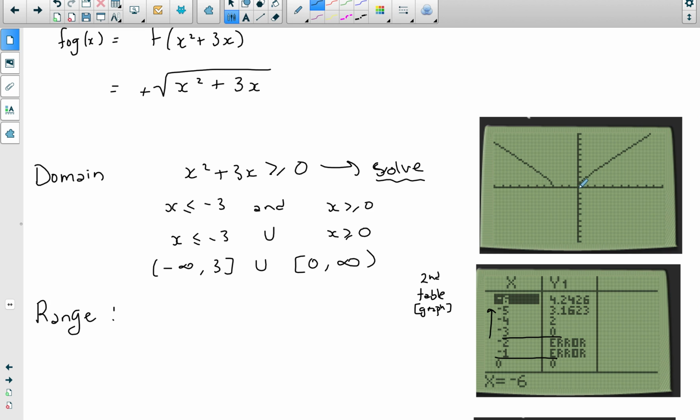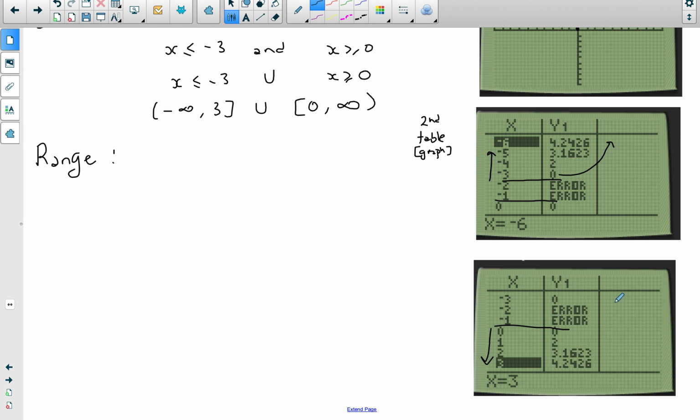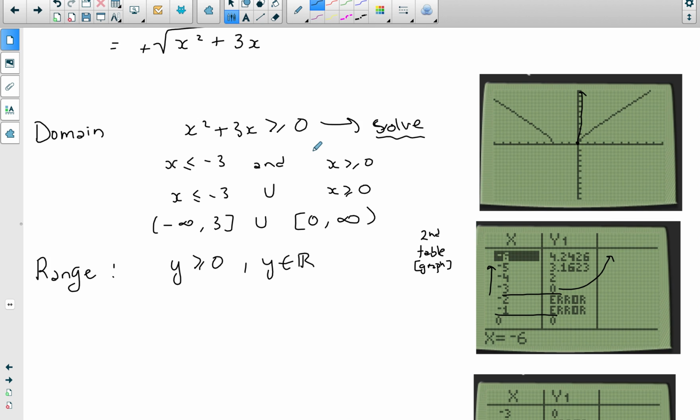And as you can see, the range starts from 0 and goes all the way up. You can see it here as well, so it starts from 0 and increases. Similarly here, it goes from 0 and increases. So my range is y bigger than or equal to 0, where y belongs to the real numbers, and here as well we want to specify x belongs to the real numbers.